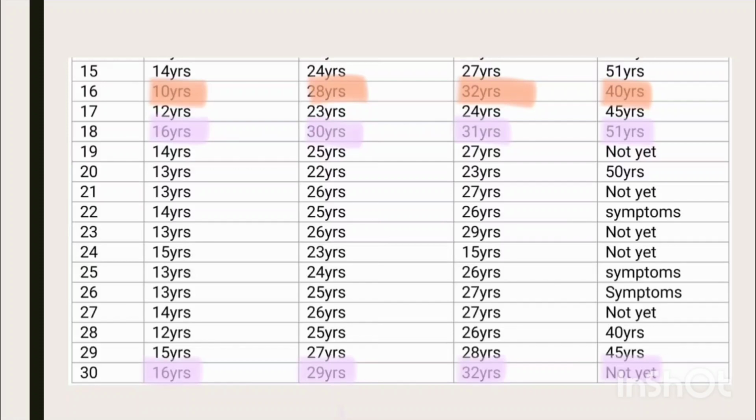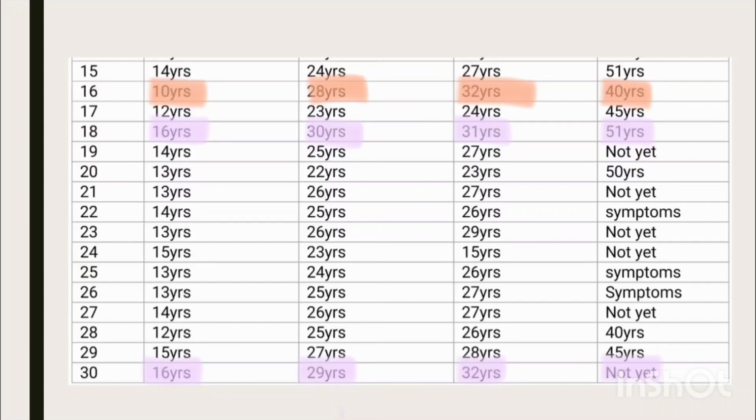So we can conclude here that females whose menstrual cycle starts at a very young age, like around 10 to 15 years of age, will have their menopause a bit early. But there are exceptions also. Even after menarche being so early, their menopause isn't early. They have their menopause at around 50 or 55, but it varies from person to person.